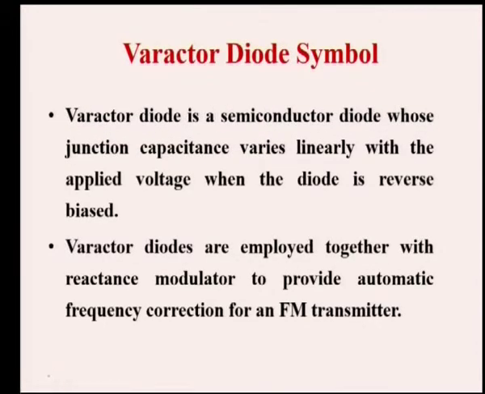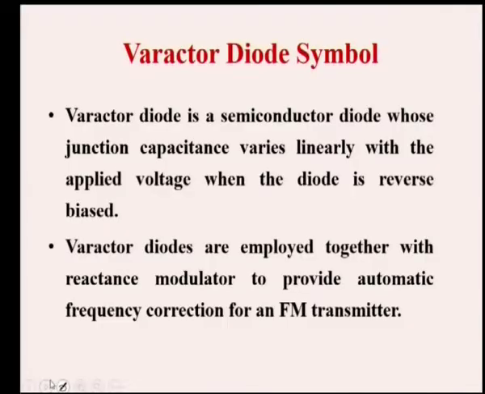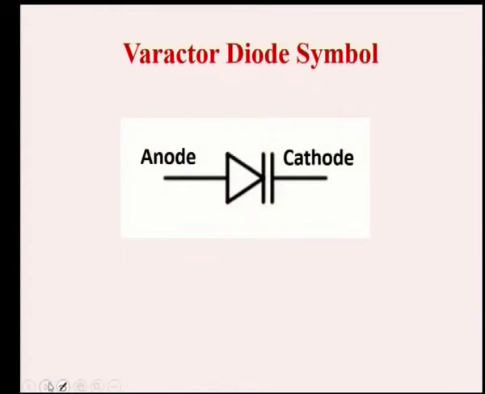The next one is the varactor diode, the other way of generating the frequency modulated signal. A varactor diode is nothing but a semiconductor diode whose reactance, specifically capacitance, varies linearly with the applied voltage when the diode is reverse biased. Varactor diodes are employed together with the reactance modulator to provide automatic frequency correction for an FM transmitter. This is the symbol for a varactor diode. So, here this says that it is a variable capacitance. If we reverse bias this diode, then based on the applied voltage the capacitance will vary. This is the simple concept of the varactor diode.